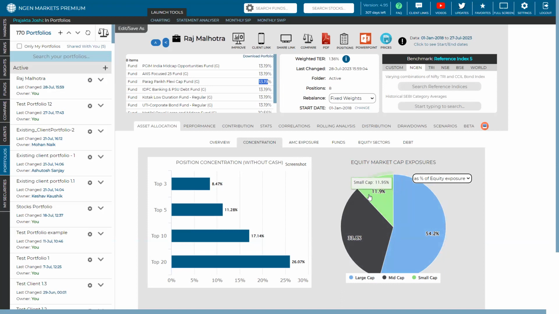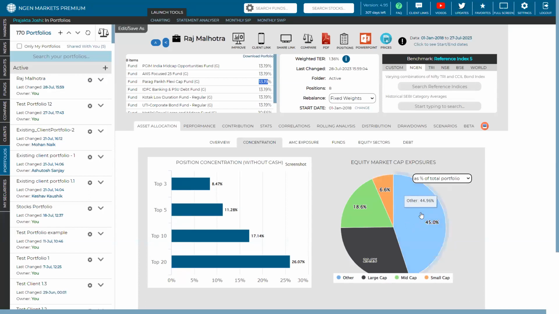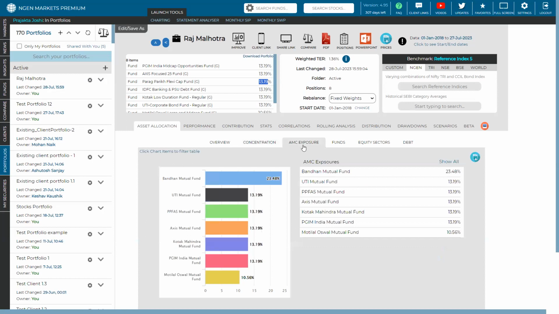Now if you want to check this as a percentage of overall portfolio, that option is definitely there. Just click on this particular drop down and choose percentage of total portfolio. And typically the others that you will see here will be anything and everything that is not equity. So debt, foreign equity, cash, all of this will get classified as others. Okay, that's the concentration analysis.